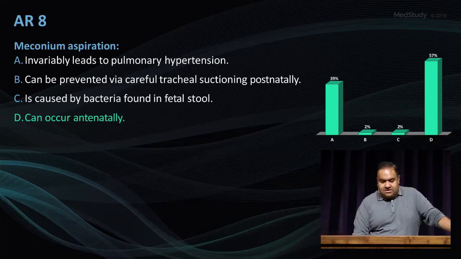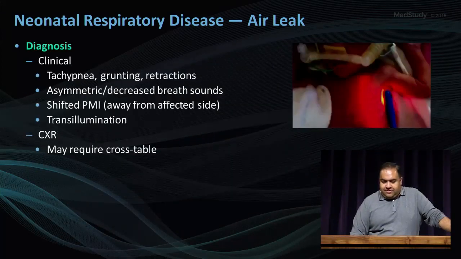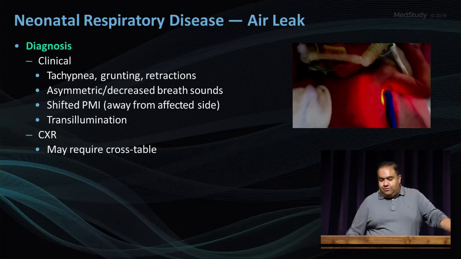All right, air leak, pneumothorax: air between the parietal and visceral pleura. You can see it through here. This is that sail sign where you get air in the pneumomediastinum causing the thymus to be pushed up. Risk factors: meconium aspiration, RDS, and congenital diaphragmatic hernia. Usually, they all look the same. They all have the tachypnea, they all have the grunting, they all have retractions. You may transilluminate the chest.